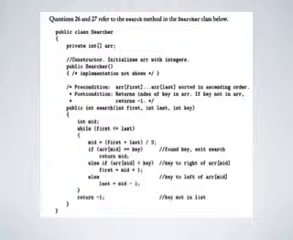Let's see. This is a group of code that we will use to answer questions 26 and 27, because questions 26 and 27 refer to the search method in the Searcher class below. This is a public class called Searcher, and inside it there is a private integer array called ARR, and following that there is a constructor that initializes ARR. The implementation code, unfortunately, is not shown here.